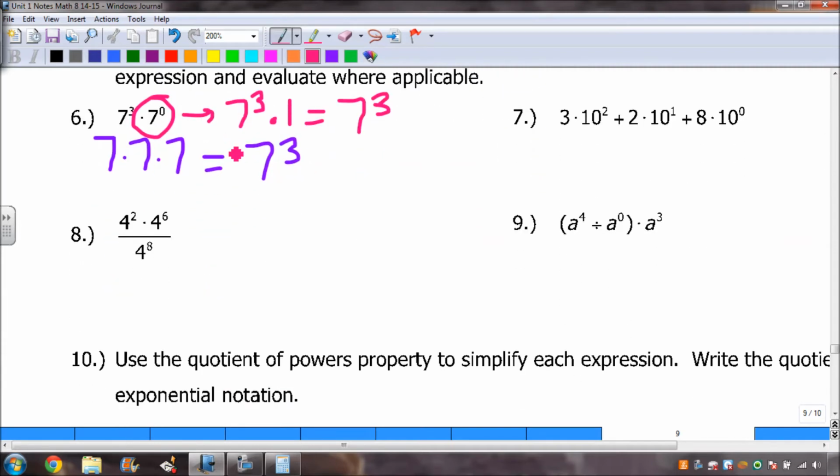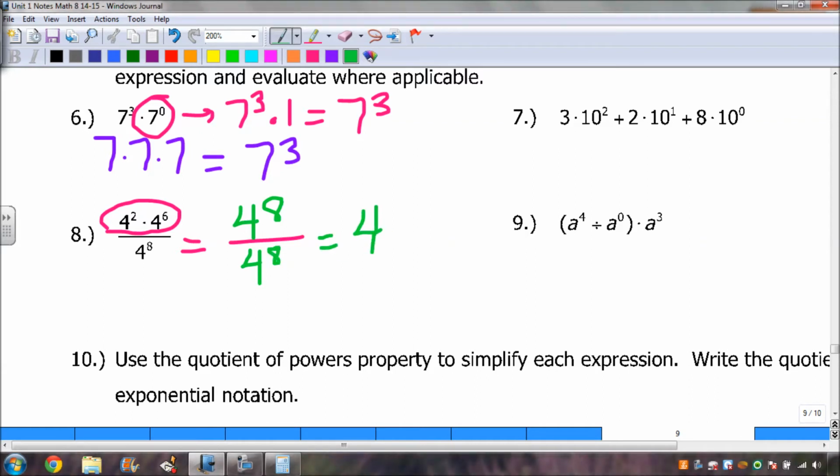Okay, so let's take a look at number 8. Number 8, you've got multiplication first, so let's multiply our numerators. When you multiply, hopefully you remember that you should add your exponents, so you end up getting 4 to the 8th power. And then I'm just going to copy the denominator, divided by 4 to the 8th power. Now I have to subtract my exponents, so I get 4 to the 0th power, but anything to the 0th power is equal to 1.